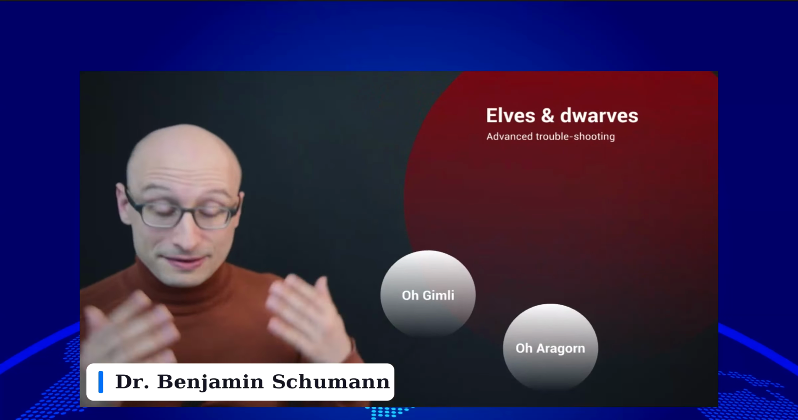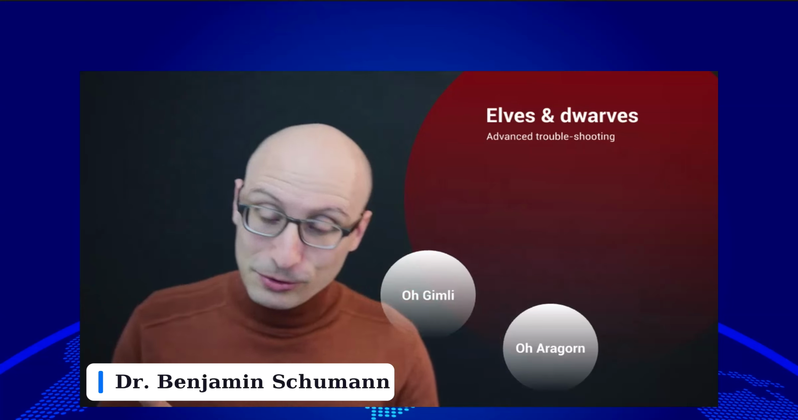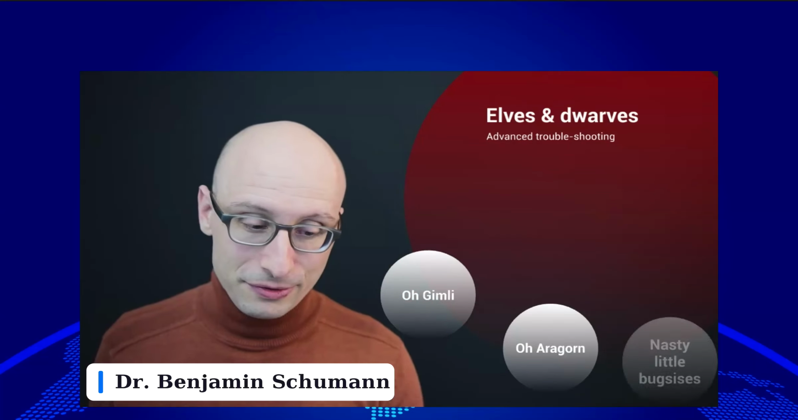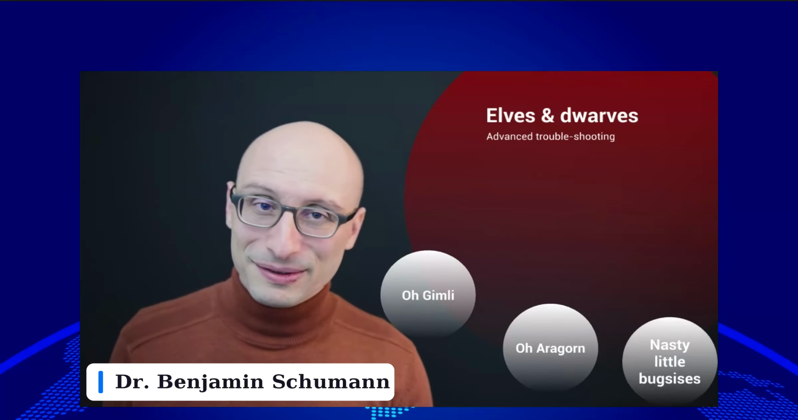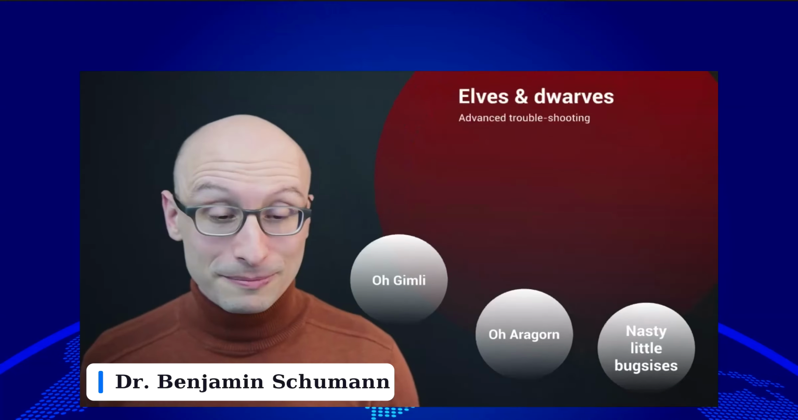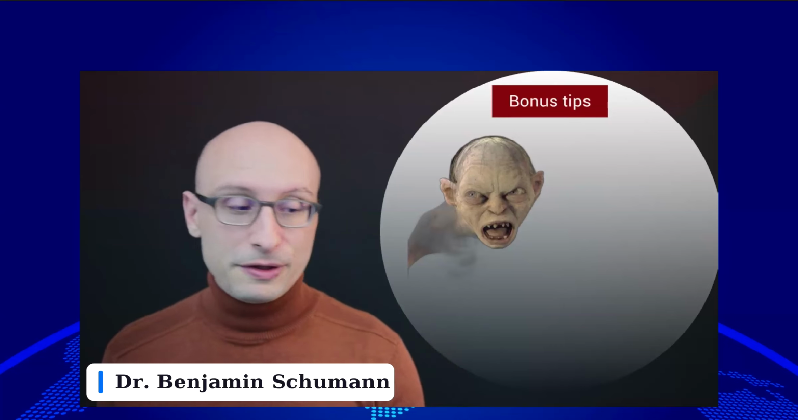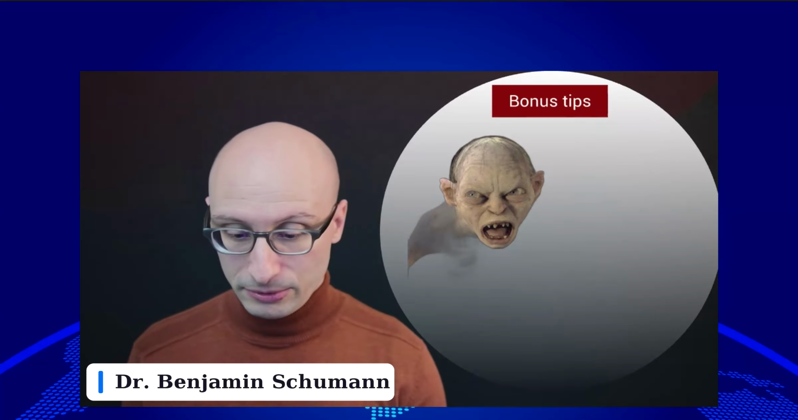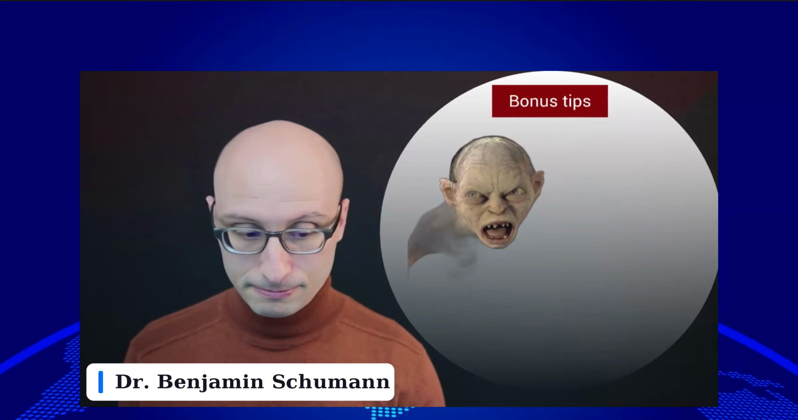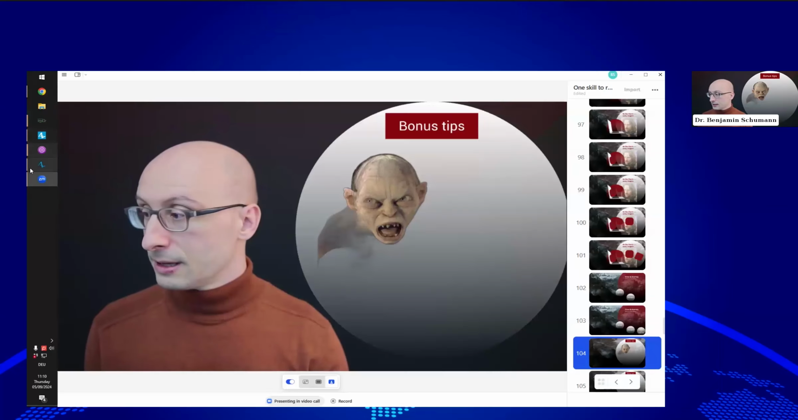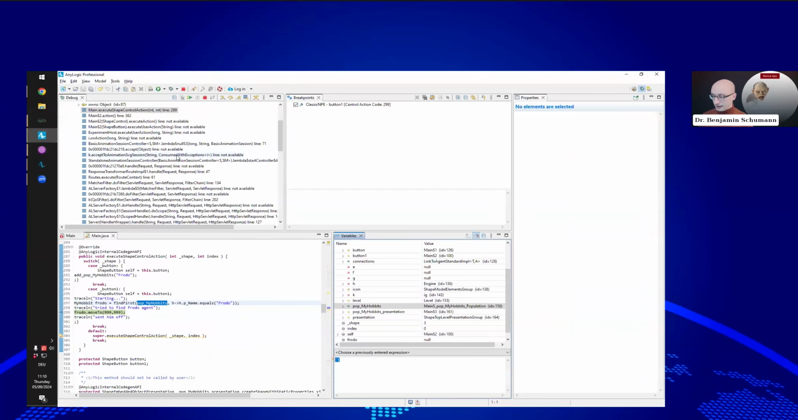Now, with these heuristics and rules, you still cannot solve all the issues. There are some very nasty little bugsies that you can come across that are not solvable by those. So let me give you 2 little bonus tips. The first one is if we go back into our model. Let me just trigger that error again.